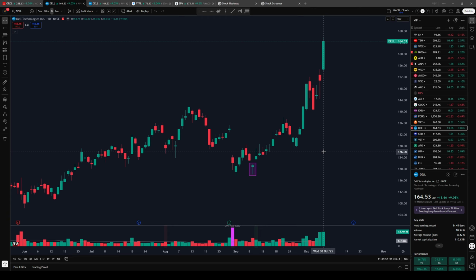Some context for a hammer. They're usually best after pullbacks and trends, at prior demands, or after gap fills. And as you can see on Dell, this was after a little pullback. We got this nice hammer down here in the chart, marking seller exhaustion.